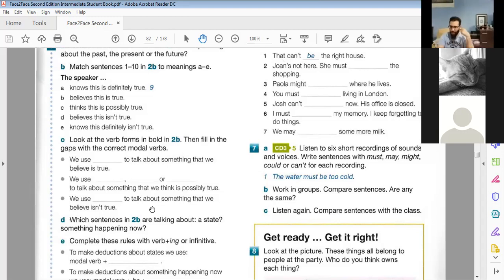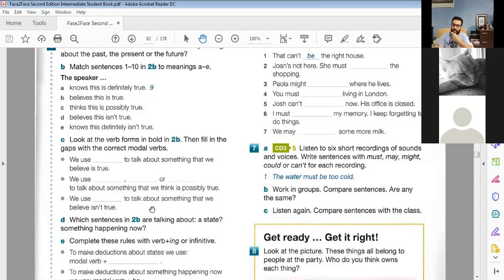But did you hear the first recording, the first sound, the man shouting? So here, can you think of another sentence to write for this situation? The example you have is the water must be too cold. Maybe cooking or something. That's the second.